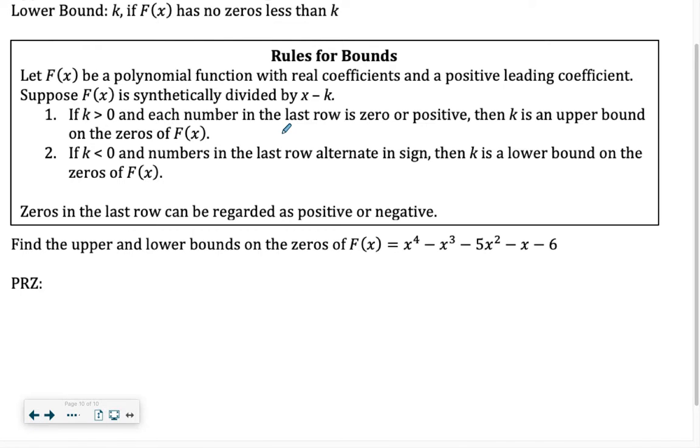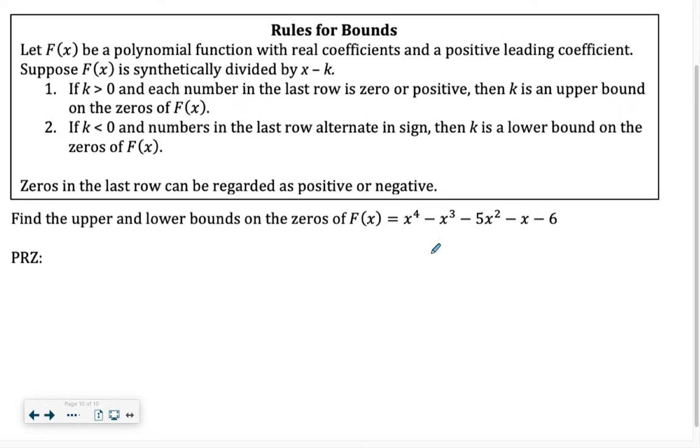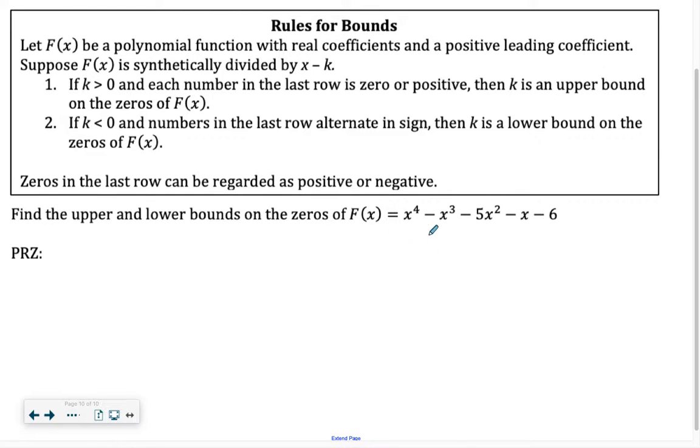So our rule for bounds is if we do our synthetic division and in the last row every term is 0 or positive, then that k, that number that we plugged in, is an upper bound. There are no zeros greater than that. If we have a negative number and in the last row the signs alternate, then k is a lower bound. So let's find the upper and lower bounds on this polynomial.